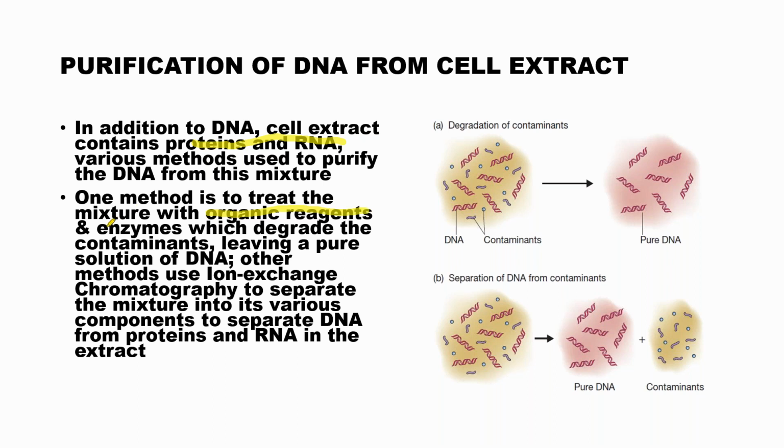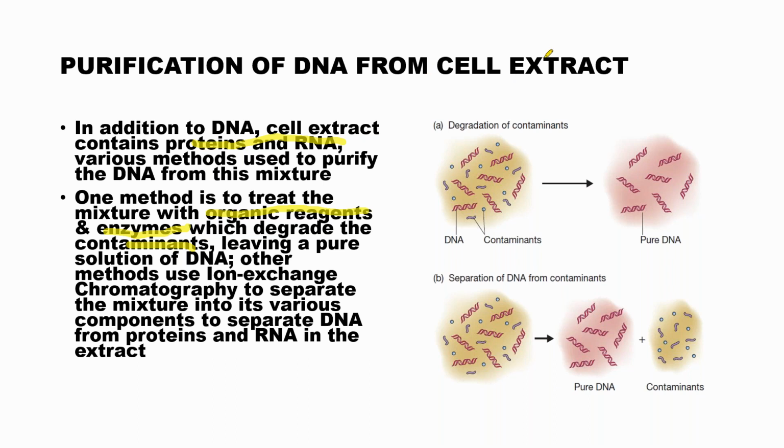So there we had two methods. For cell lysis, we had two methods: mechanical or physical method, and chemical method using enzymes. So here also, in order to extract, or isolate, or purify DNA from cell extract containing proteins and RNA, we have two methods. First method is treatment with a mixture of organic reagents and enzymes. If we are treating it with organic reagents and enzymes, what is going to happen? It degrades the contaminants. These organic reagents and enzymes will degrade the contaminants.